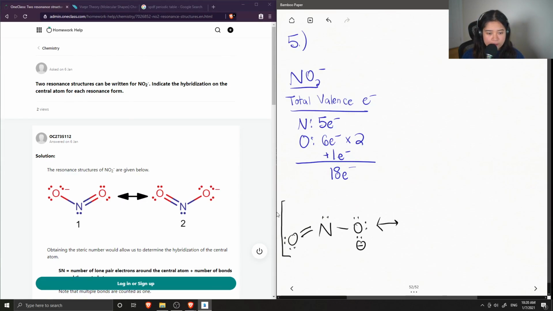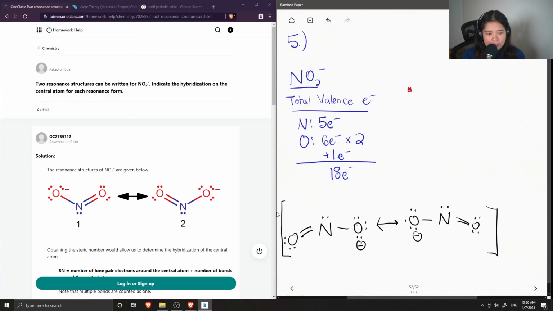And the second one will have the other oxygen having a single bond, and the rightmost oxygen now having the double bond. Okay, so this is the second resonance structure as well. So now we need to indicate the hybridization on the central atom for each resonance form. The central atom is the same, so we just need to do this once.